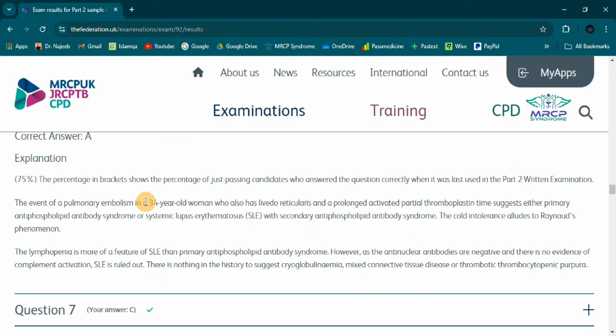The event of a pulmonary embolism in a 34-year-old woman who also has livedo reticularis and a prolonged APTT suggests either primary antiphospholipid syndrome or SLE with secondary antiphospholipid antibody syndrome. The cold intolerance alludes to Raynaud's phenomenon. The lymphopenia is more of a feature of SLE than primary antiphospholipid antibody syndrome. However, as the antinuclear antibodies are negative, and there is no evidence of complement activation, SLE is ruled out. There is nothing in the history to suggest cryoglobulinemia, MCTD, or TTP.